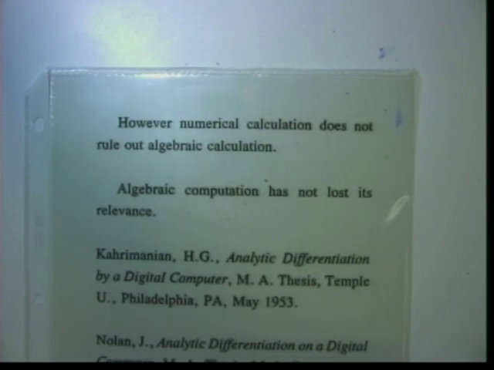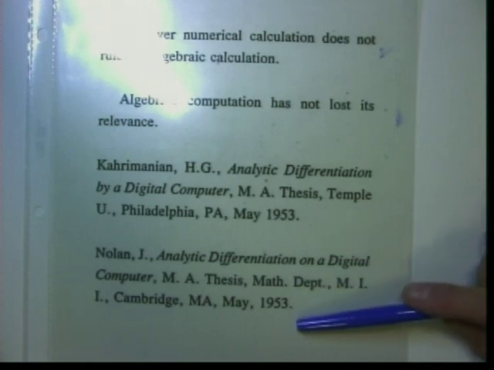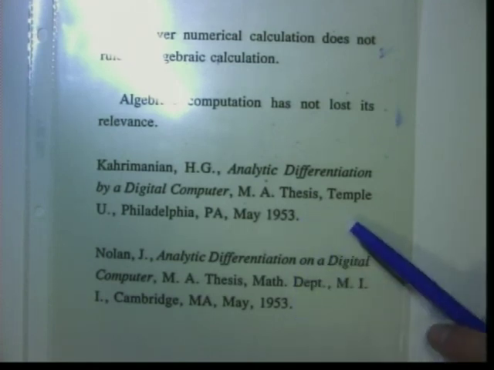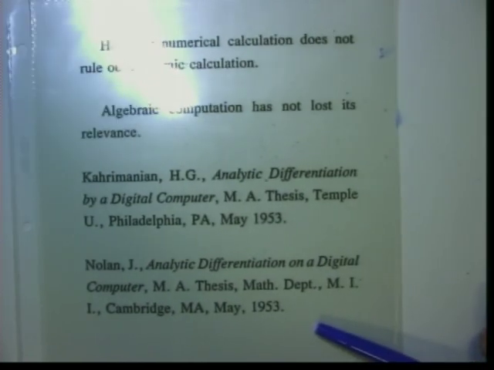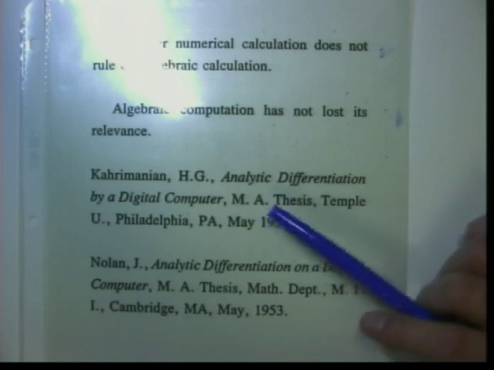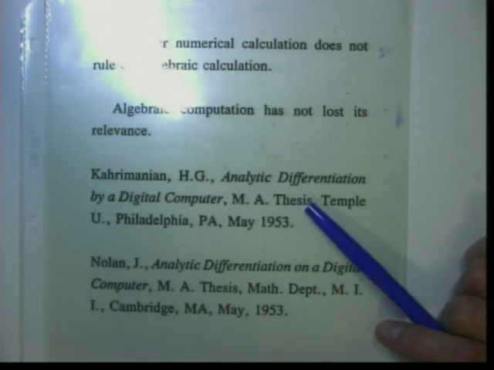Algebraic calculation has not lost its relevance. Now, in 1953, two very important master's theses were conducted, one at Temple University and another at MIT. Look, please. Karimanian wrote the thesis, Analytic Differentiation by a Digital Computer. What he wanted was a program where you put in a function and the computer prints out the formula for the derivative. That was a long time ago.